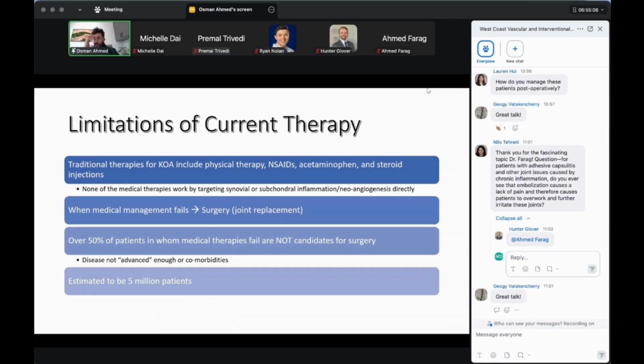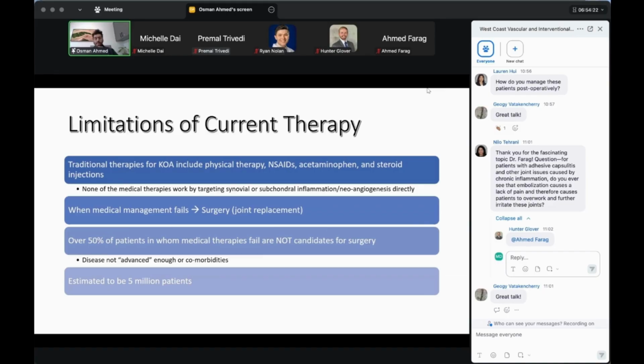And that brings us to what the treatment gap is with OA. Most therapies that exist for knee OA are largely ineffective. We have physical therapy, NSAIDs, Tylenol, and steroid injections, and none of these actually work directly on synovial inflammation. That could be one of the reasons why they're not very effective. But when these medical therapies fail, your next option is knee replacement or surgery. And where the treatment gap exists is that over 50% of these patients in whom medical therapies fail are actually not candidates for surgery. They either don't want surgery, or their disease isn't advanced enough for surgery, or they have comorbidities like diabetes, obesity that prevent them from getting surgery.